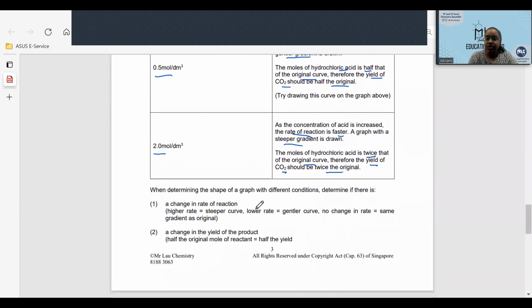So there are two things which you need to take note of in determining the shape of the graph with different conditions. The first is the change in the rate of reaction. Higher rate equals a steeper curve, lower rate equals a gentler curve, and when there's no change in rate, it means the same gradient as the original curve. Then you also need to look out for whether there's any change in the yield of the product. For example, if it's half the original mole of the reactant, then the yield produced will also be half of the original.